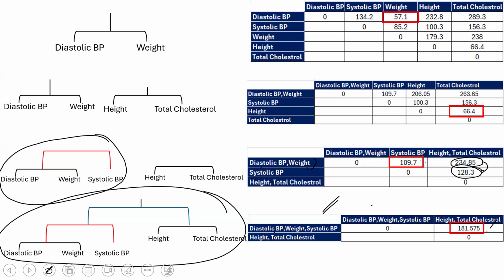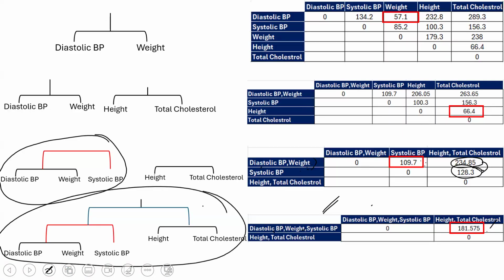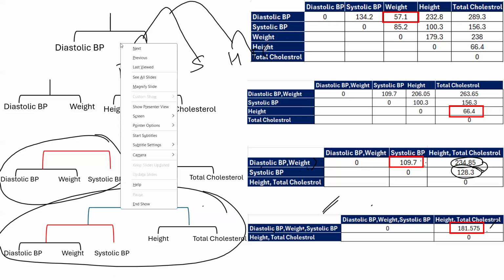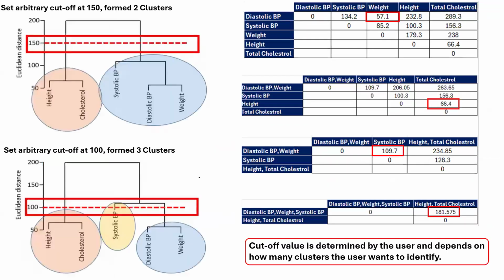Initially we considered every single point as a cluster, and finally we came up with one single cluster where a hierarchy, or a dendrogram, is created. So diastolic BP and weight combined into one cluster, systolic BP combined in, height and total cholesterol combined into one cluster, and everything combined into one cluster, right? So this is how you form the dendrogram. All right, so this is all about the agglomerative clustering algorithm using distance matrices.